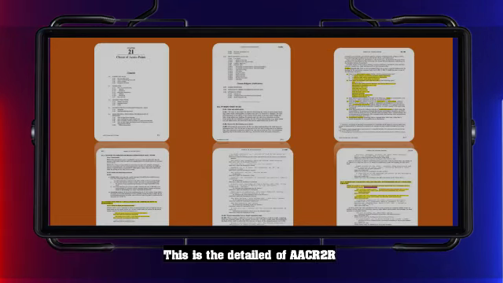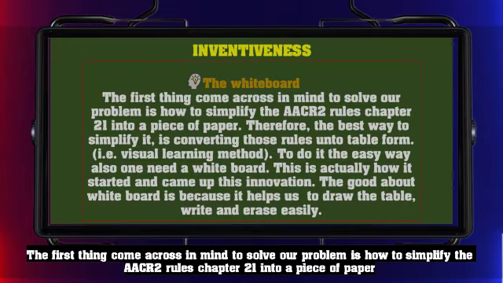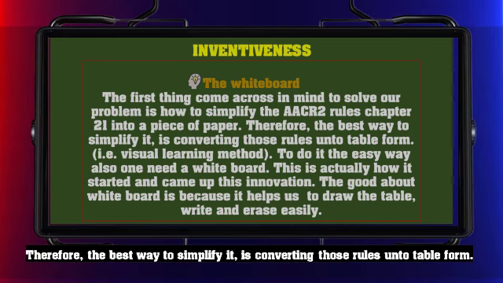This is the detail of AACR2R. It is high level of law language. The first thing that came to mind to solve our problem is how to simplify the AACR2 Rules Chapter 21 into a piece of paper. Therefore, the best way to simplify it is converting those rules into table form.